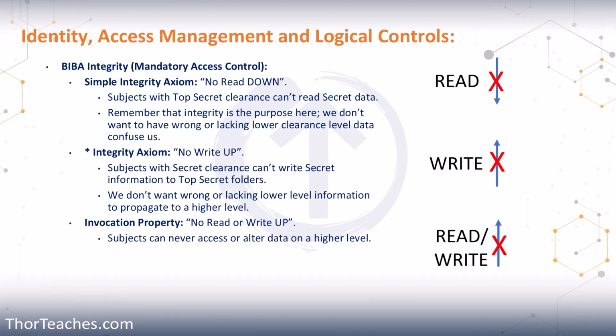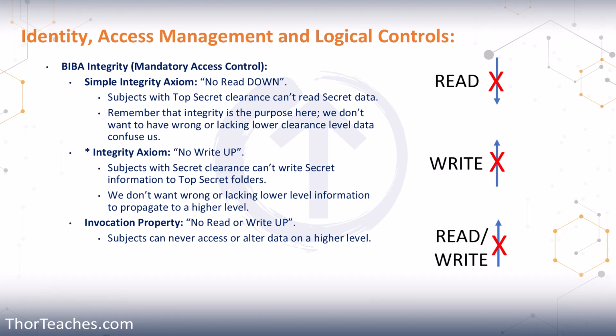The simple integrity axiom is no read down. An example of this could be people with top secret clearance cannot read secret information, not because we care that they have access to the data, but more because we don't want any lower-level wrong information to confuse people or to influence them if they have higher clearance. Again, it is integrity. Then we have the star integrity axiom that is no write up. Subjects with secret clearance cannot write information to top secret folders because we don't want their lower-level, inferior knowledge to influence and propagate to higher levels.